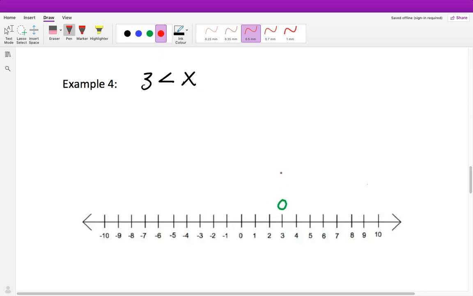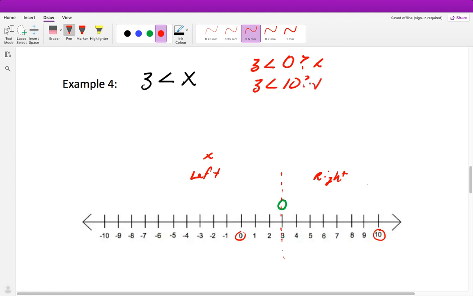I'm going to then draw my tested region here and see, okay, let me test my right-hand side and let me test my left-hand side. I will pick two numbers, let's say 0 and 10. I will plug them in. Is 3 less than 0? No. So we know that this region isn't going to work. And is 3 less than 10? Yes. So then we know that this region is going to work. So that means I can go ahead and draw my graph this way.